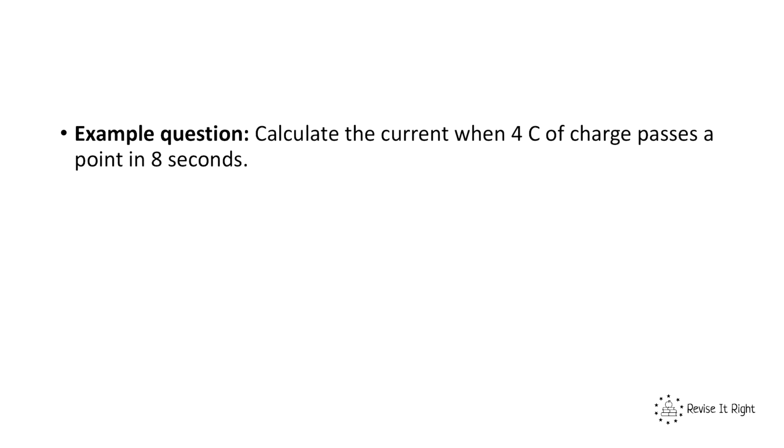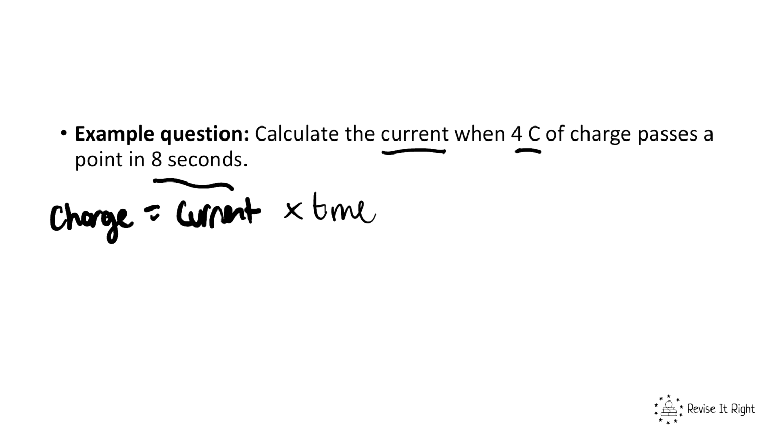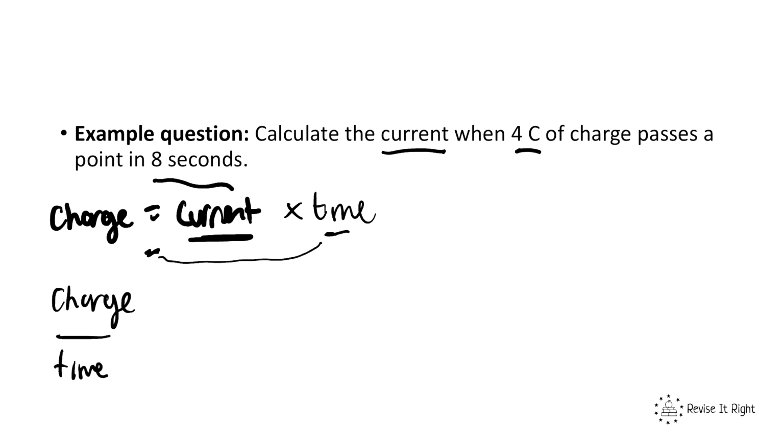So let's go through a worked example and put this equation into practice. Calculate the current when 4 coulombs of charge pass a point in 8 seconds. So as we always do, first we need to write our equation that we've learnt. Okay, so charge is equal to current times time. However, this question is asking us to work out current. So we need to be able to rearrange this equation. Okay, so time is over here as the times. Therefore, to move it to the other side, we divide. So charge over time is equal to current. So this is the equation that we're going to use.